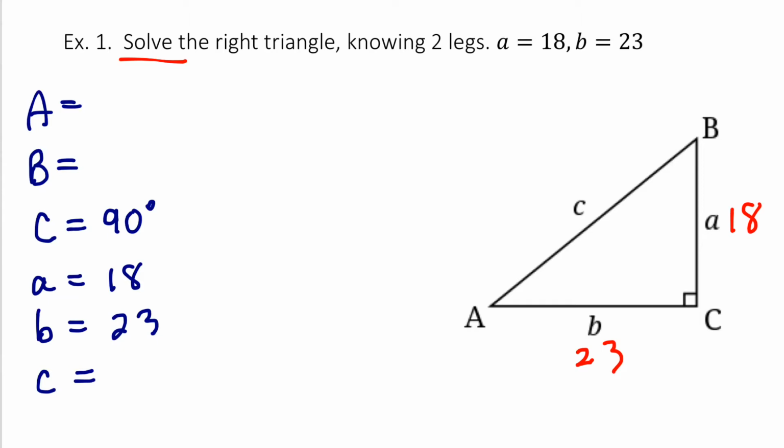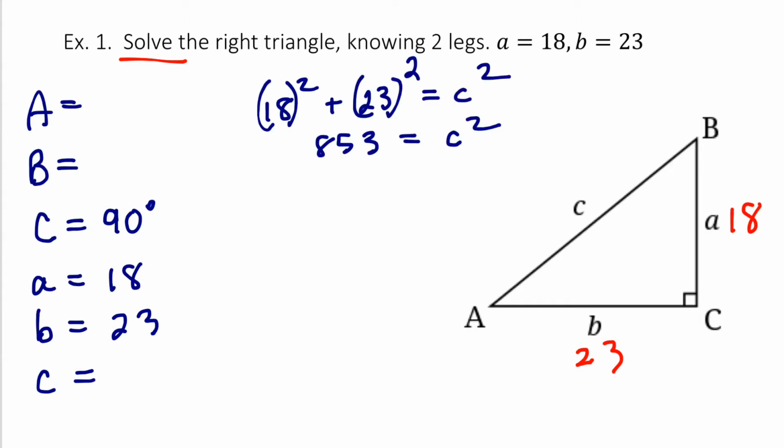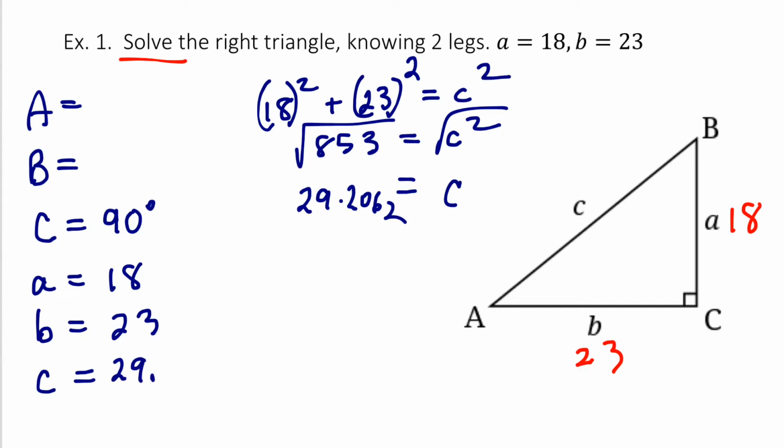So we can find small c, the length of hypotenuse, by using Pythagorean theorem. So 18 squared plus 23 squared is equal to c squared. So in my calculator, I get 853 is equal to c squared. So now to find c, I'm just going to take the square root. So that's c is equal to 29.2062.